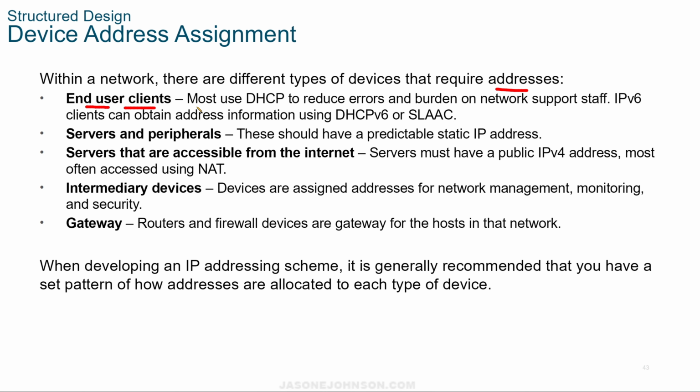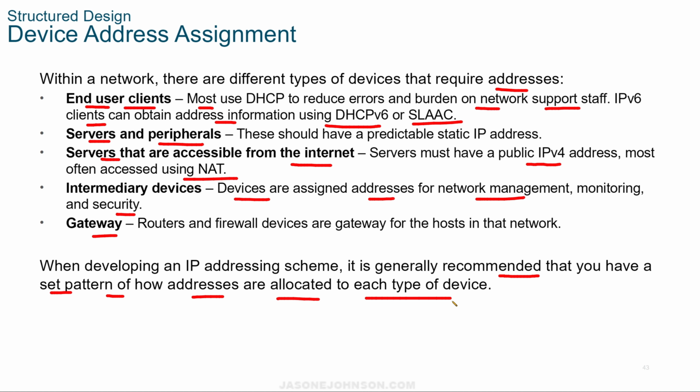Last, within the network, there are different types of devices that require addresses. We have end user clients. Most of those we can use DHCP for, to reduce errors and burden on the network support staff. IPv6 clients can be obtained using DHCPv6 or SLAAC. We have servers and peripherals. Servers that are accessible from the internet, or forward-facing servers, must have a public IPv4 address, most often using NAT. We have intermediary devices, which are assigned addresses for network management, monitoring, and security, and we have our gateway. When developing an IP addressing scheme, it's generally recommended that you have a set pattern of how addresses are allocated to each type of device.